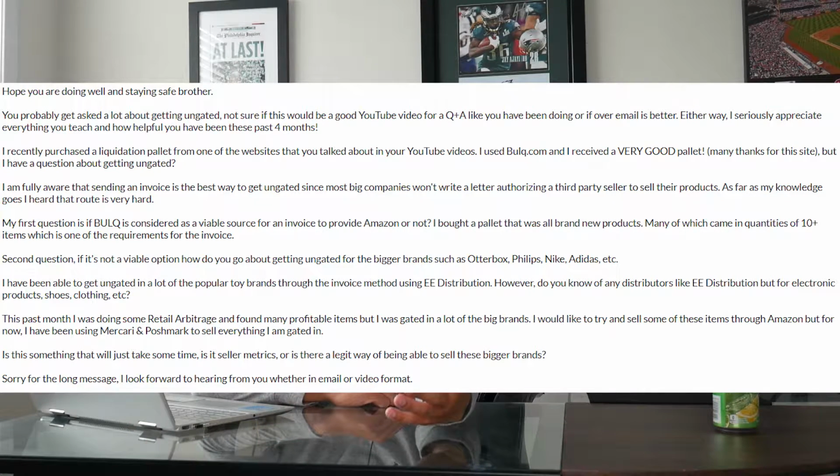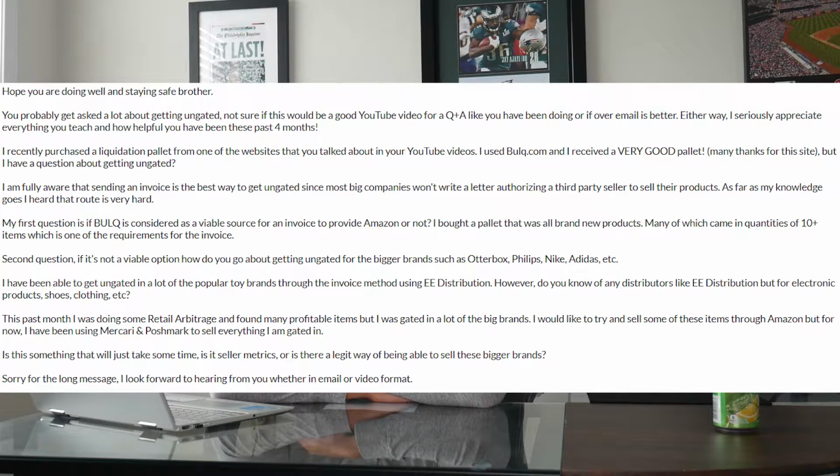So he's basically saying he understands that one of the best ways is to order from a reputable manufacturer or a reputable supplier, and then use that invoice of 10 plus quantity to get ungated. He says as far as his knowledge goes, he heard that route is very hard, and he's talking specifically about getting an authorization letter from the manufacturer, which I would completely agree with. It's not impossible, it's just very, very difficult if you're dealing with a top brand, right? Getting an invoice from a reputable manufacturer or supplier, whether it's wholesale or some liquidation companies like we're gonna talk about here in a second, is definitely an easier route.